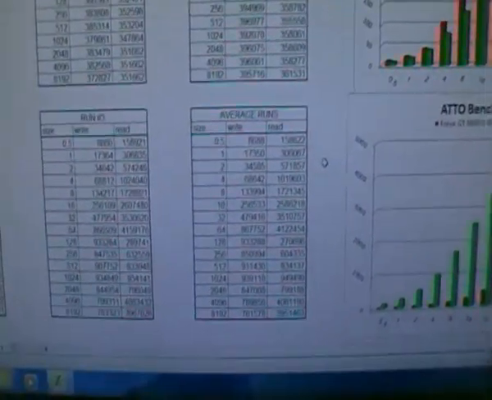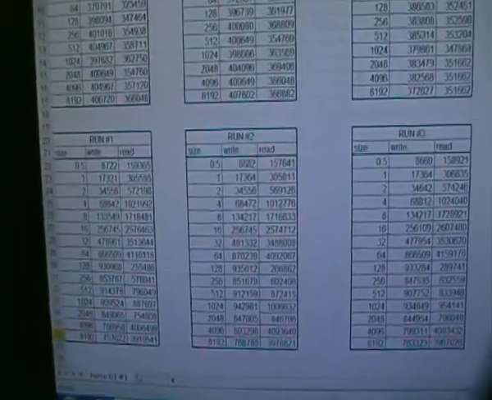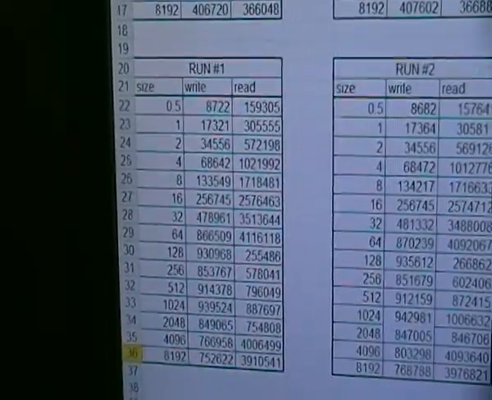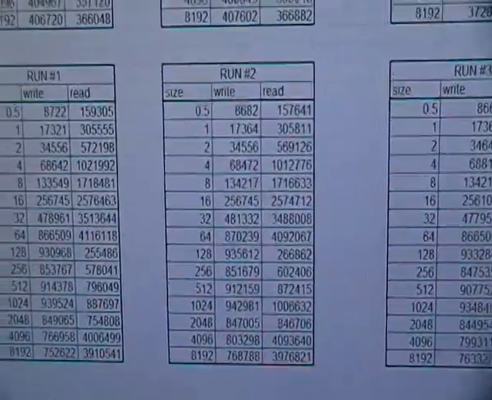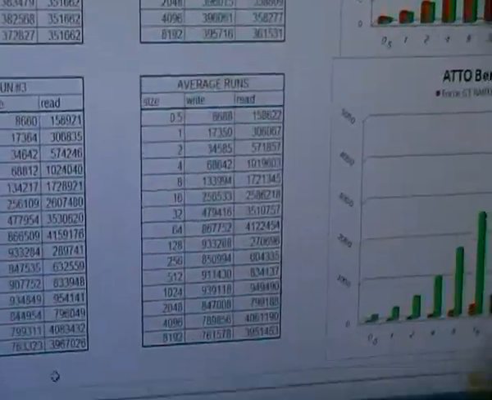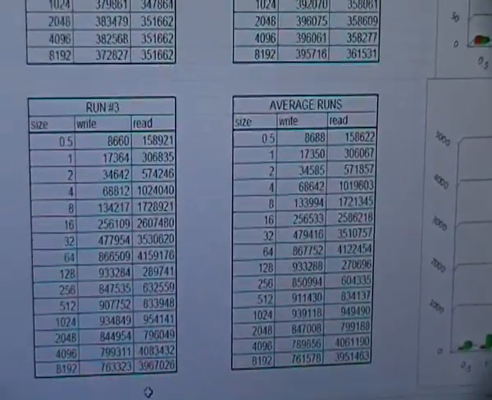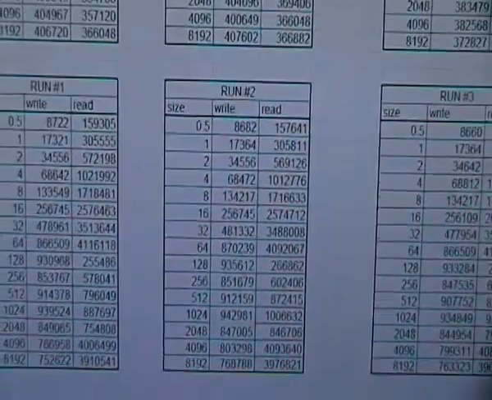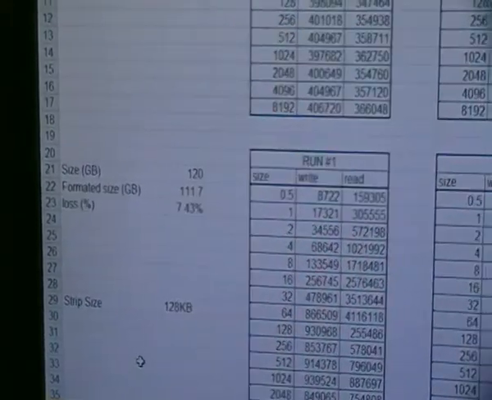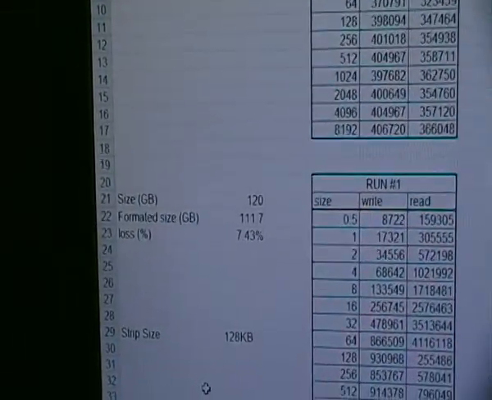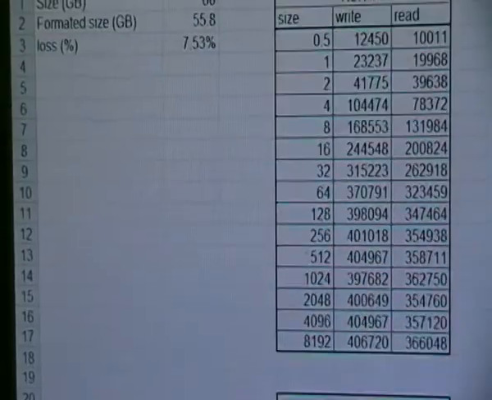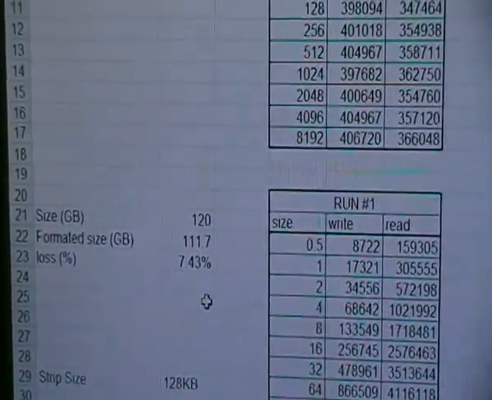First of all, the runs themselves, just a minute. If you want to see it, just freeze the picture or something. Again, I did it with 3 runs and then used the average for this. Also, if I didn't mention, the stripe size I used in the RAID array was 128 kilobytes. The size loss was around the same as before. Before it was 7.5, this one is 7.4, it's about the same.